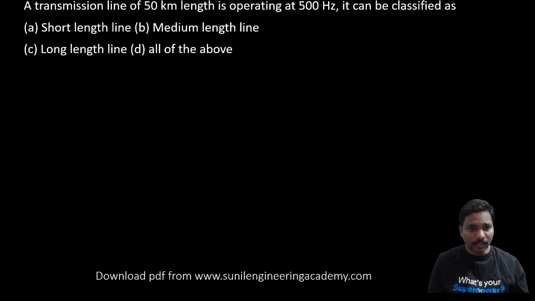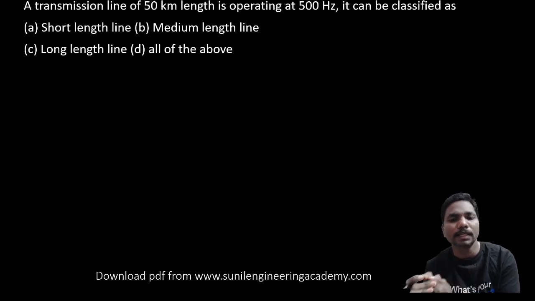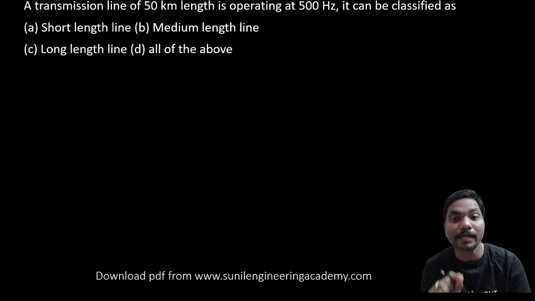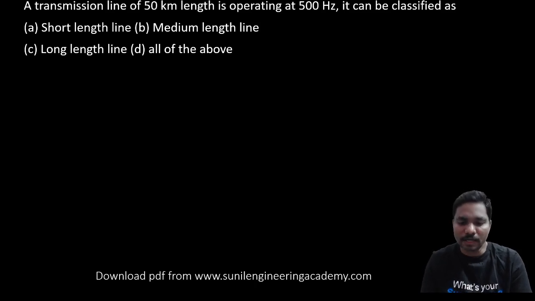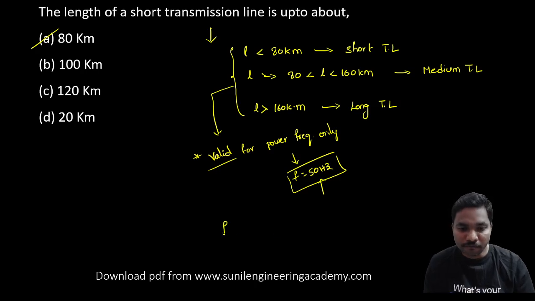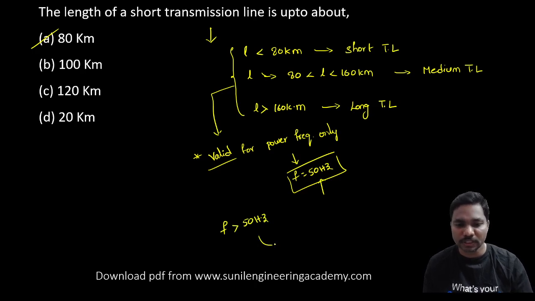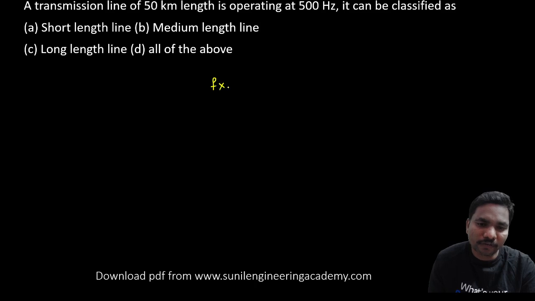Coming to the next question. A transmission line of 50 kilometer length is operating at 500 hertz. It can be classified as dash. I have already given the classification, and it is valid for 50 hertz only. If the frequency is not 50 hertz, then we need to calculate frequency into length.